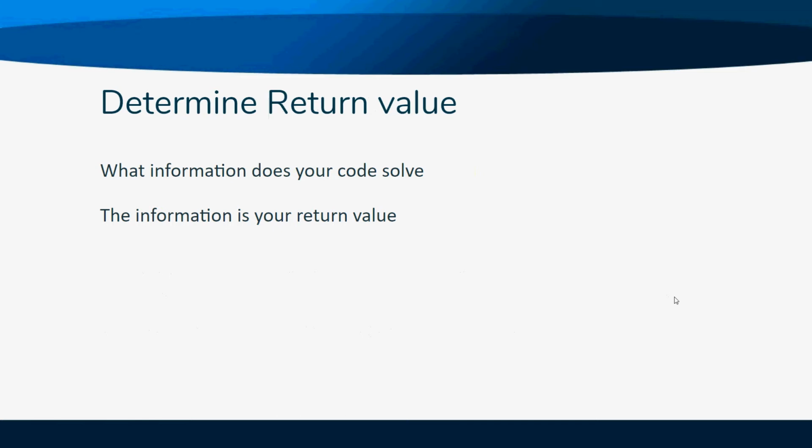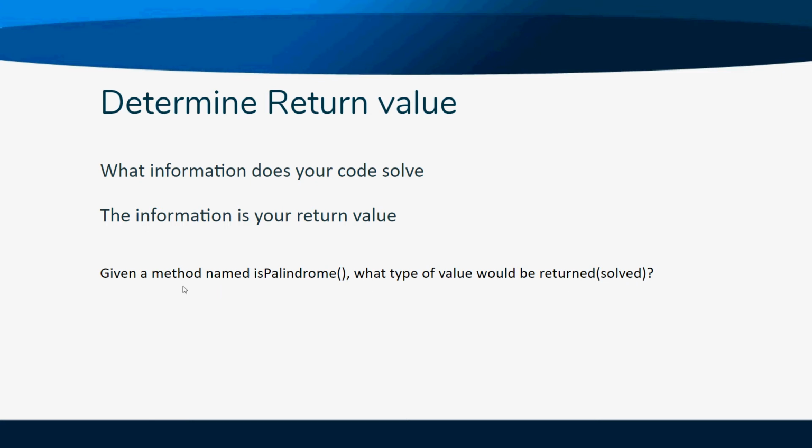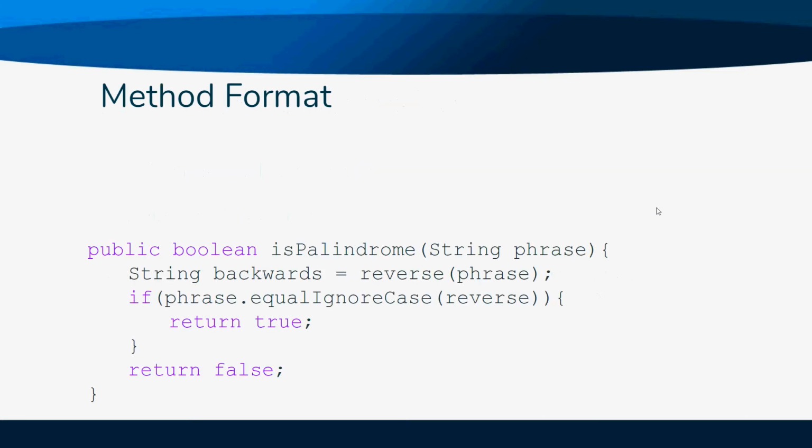Okay, return value. What would be returned in order to solve this problem? Well, it would be either we return true, it's a palindrome, or not, that it's not a palindrome. So in this case, given a method name is palindrome, what type of value would be returned? We would probably say a Boolean value.